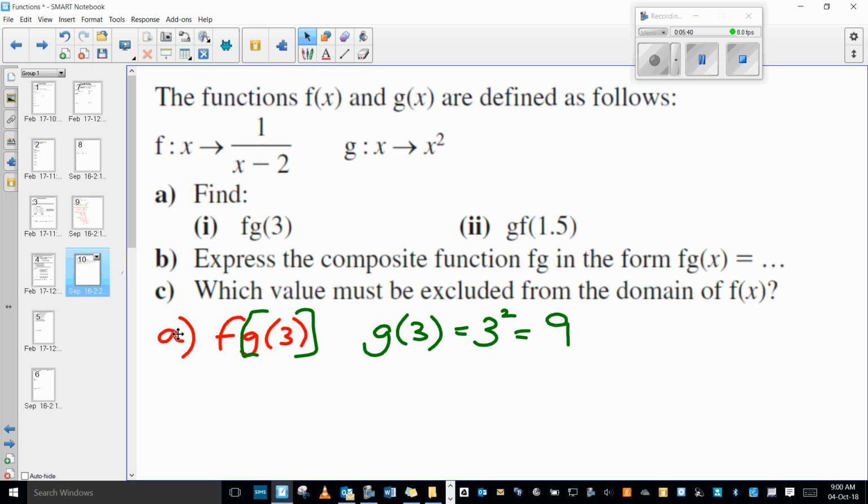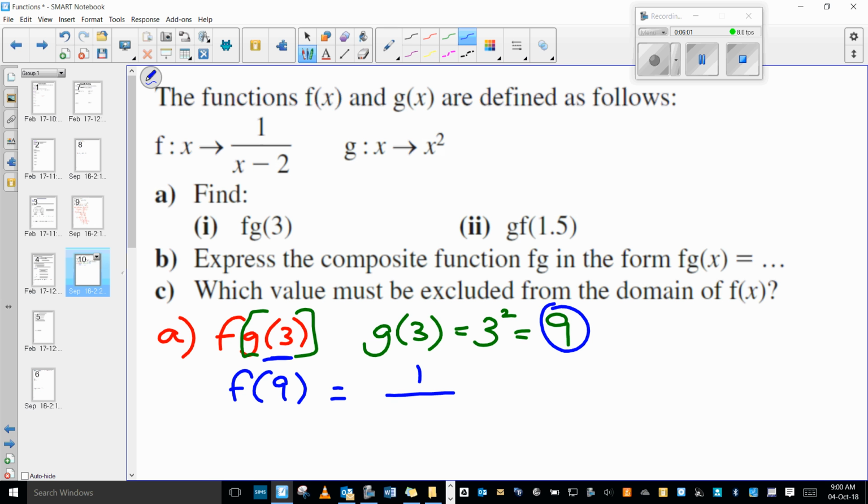Now that means we are then going to stick this value into here. So we're going to find f(9). We found g(3), we've got an answer of 9, so that answer is now going to go into f. So we're going to have 1 over 9 minus 2, which is 1 over 7. There we go, finish. So that's fg(3).